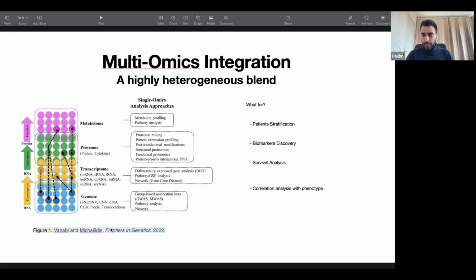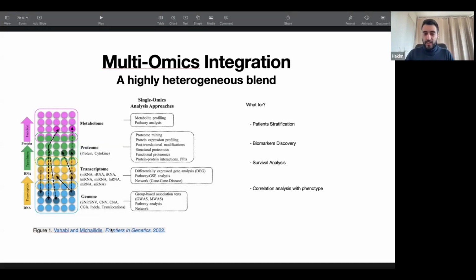The integration of multi-omics data has been a huge challenge for a long time, because those types of data are really heterogeneous, and the challenge is more about how to properly integrate those types of data to perform different classification tasks like patient stratification or survival analysis, or even do correlation analysis with the different phenotypes, etc.